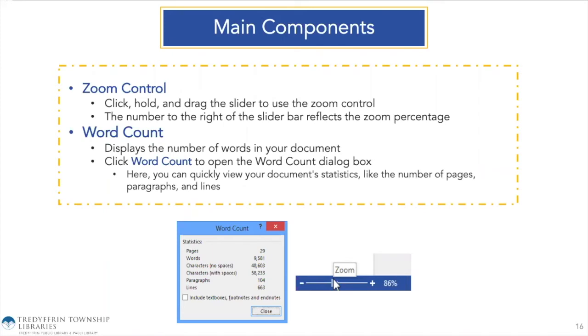If you have a word limit, say you're writing a paper for college and you have a 20,000 word limit, you can use word count to make sure that you're within that range. Or if you participate in NaNoWriMo, which is National Novel Writing Month every November, and you want to reach 80,000 words by the end of November, you can use word count to keep track of your progress.